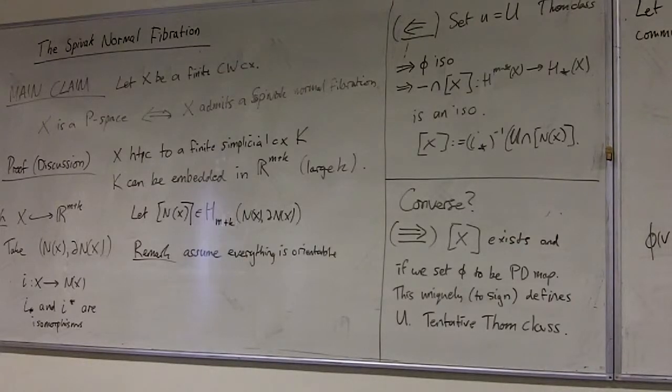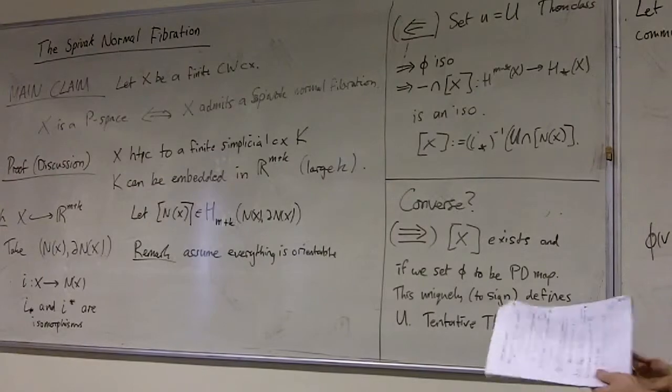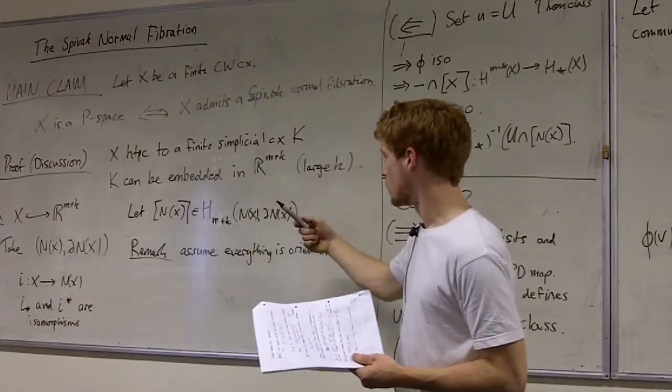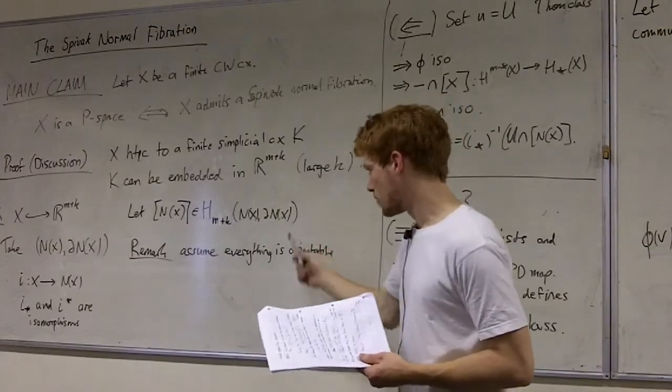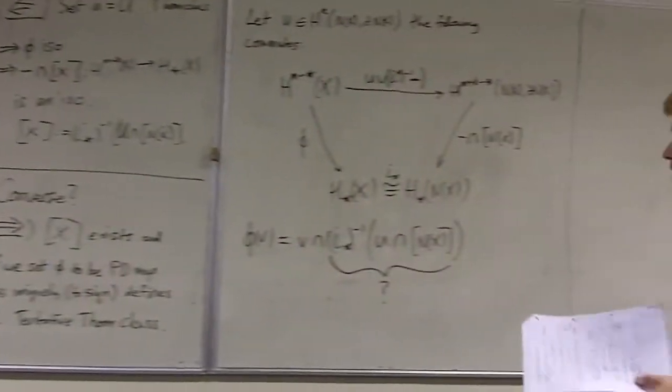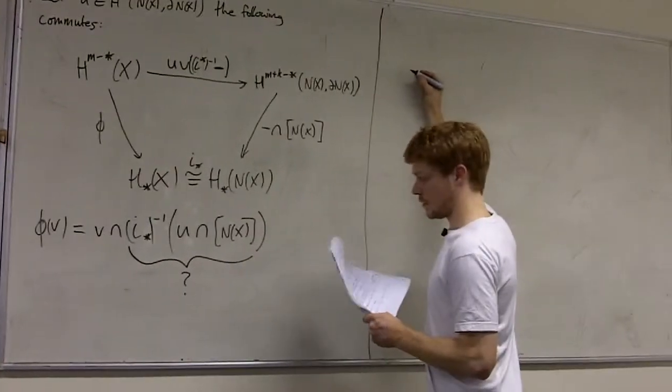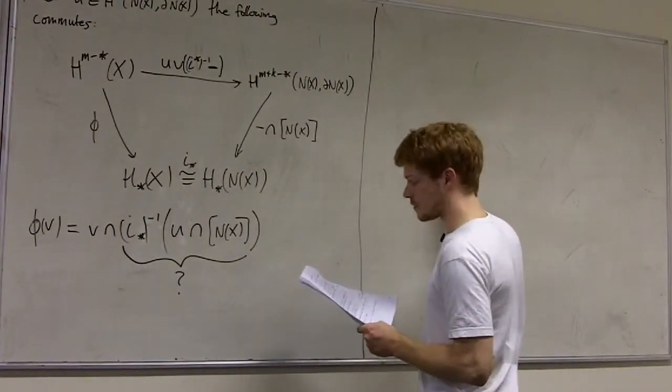Okay, so the point is we want to construct a spherical fibration. We kind of know what it should be. The disk bundle of the fibration should look a bit like our normal neighborhood, and the spherical part should look a bit like the boundary. So this, as it stands, is not a fibration. So we use the path space construction to make it a fibration.